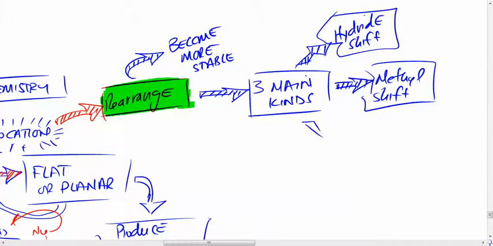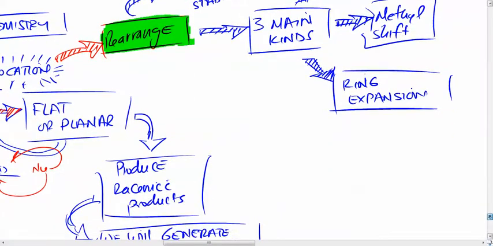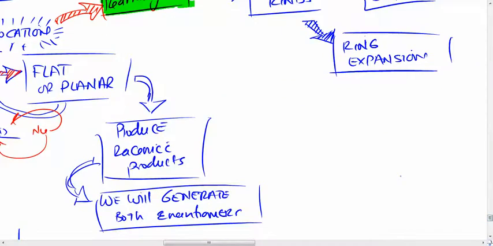And for the last one, what's the last one? It's a ring expansion. Right. And in the case of the ring expansion, all it is, we're trying to create a larger ring, preferably 5-member or 6-member ring, because we want to become more stable as a consequence of that. Okay.